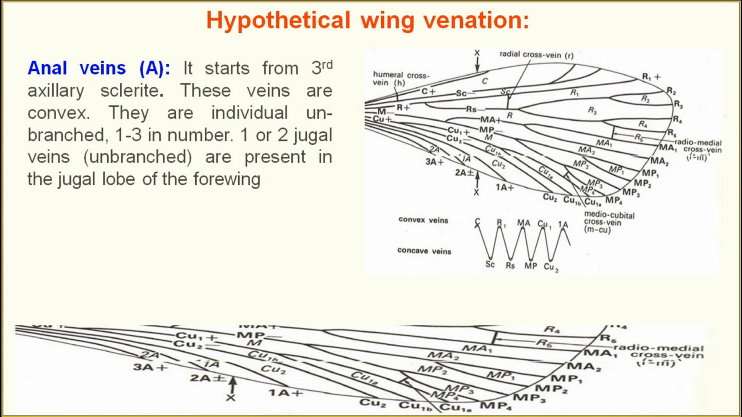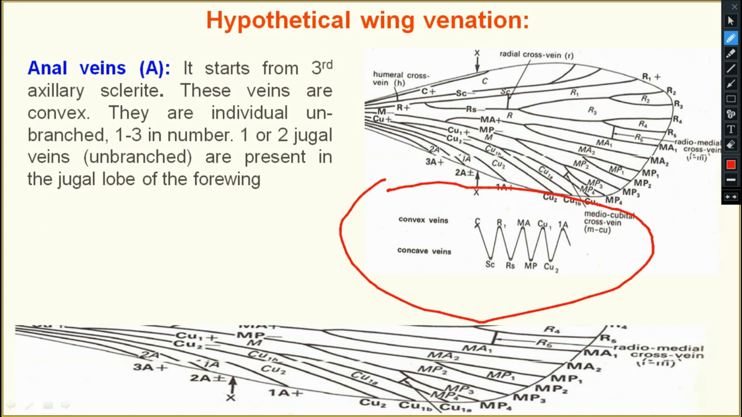So how to remember which one is convex and which one is concave? This is the trick. Draw a line like this, a zigzag. The first one is costa, convex. Second is subcosta, concave. Next is R1, convex. Radial sector, all R2 to R5, are concave. MA is convex, MA1 and MA2 convex. MP is concave, MP1 to MP4 all concave.